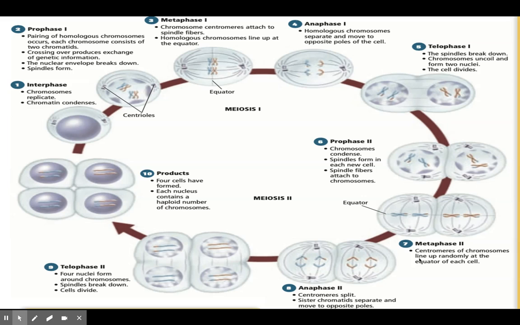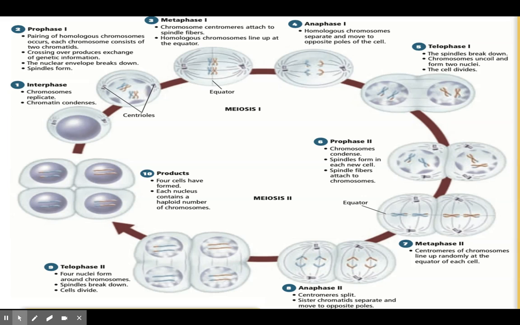So this breaks down what happens in each of the phases a little bit more. Interphase is where the chromosomes replicate and chromatin condenses. Prophase is where the pairing of homologous chromosomes occurs, and each chromosome consists of 2 chromatids. Crossing over produces exchange of genetic information. The nuclear envelope breaks down and spindles form.